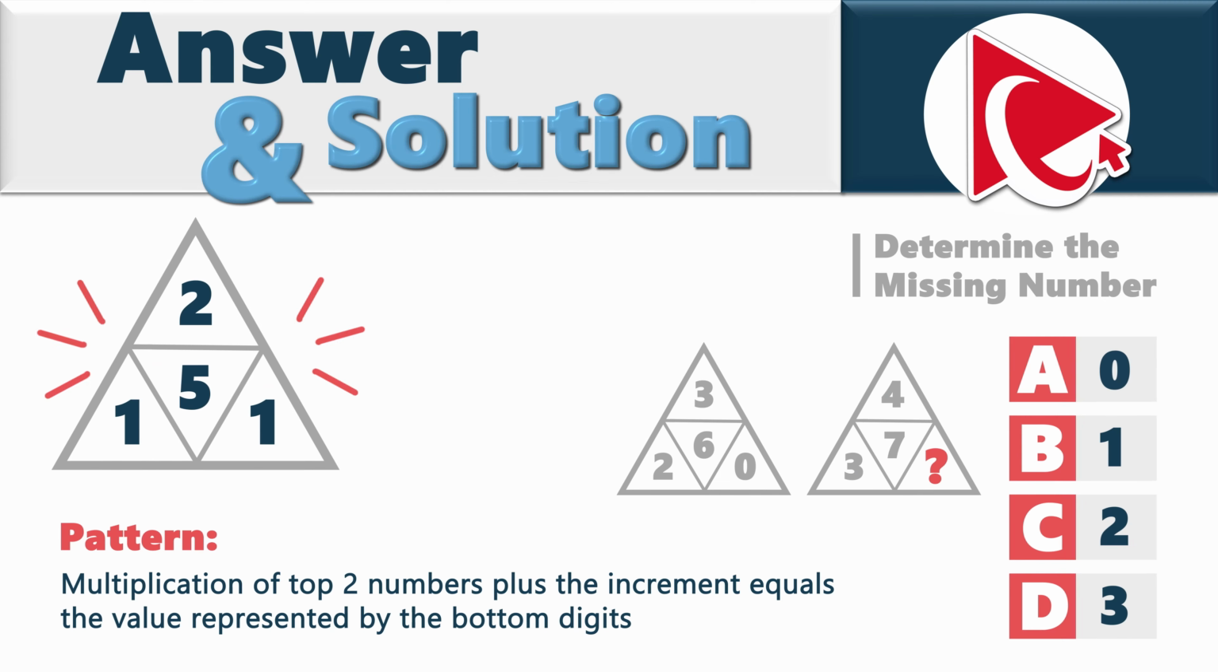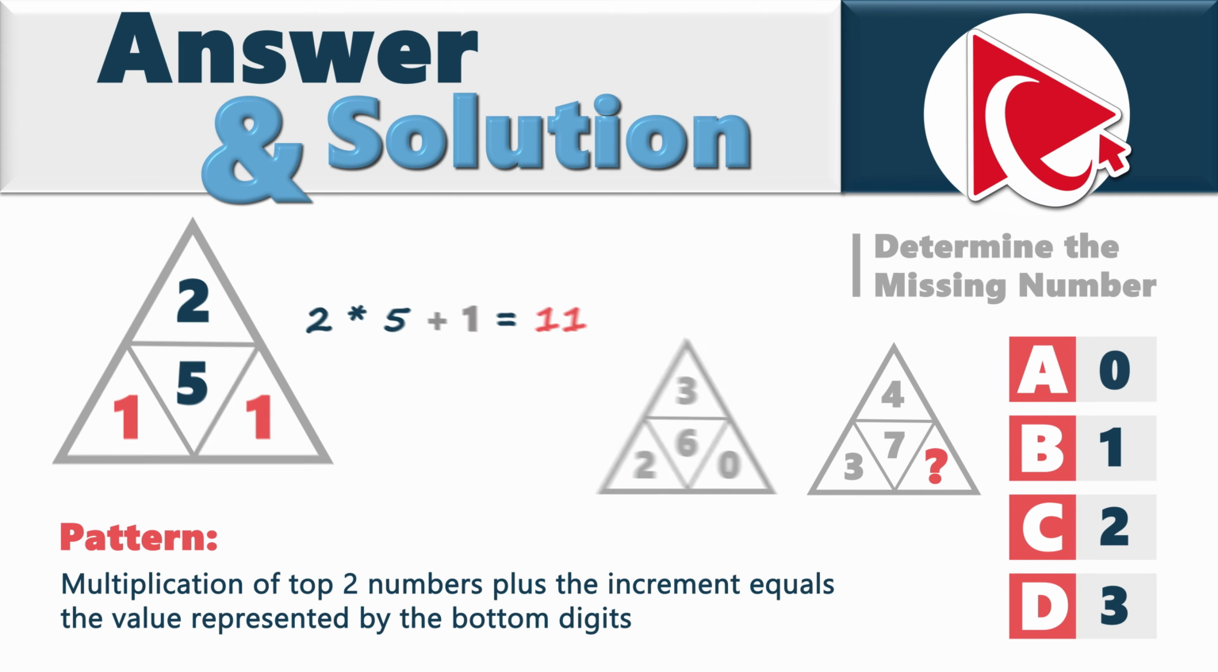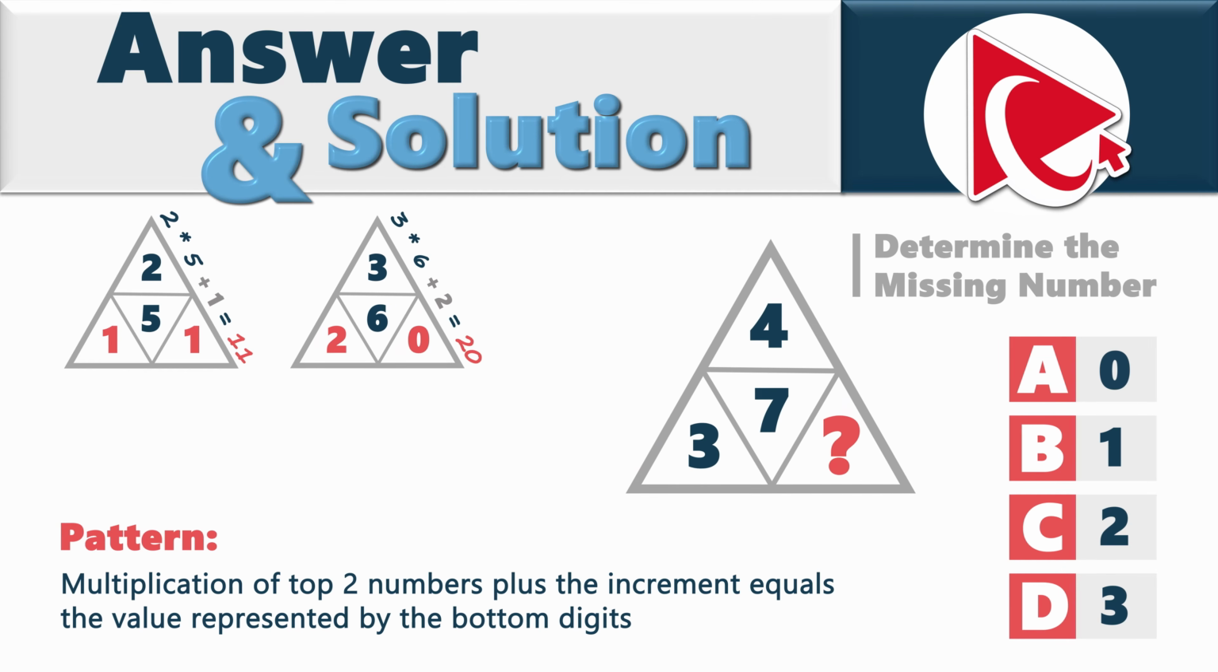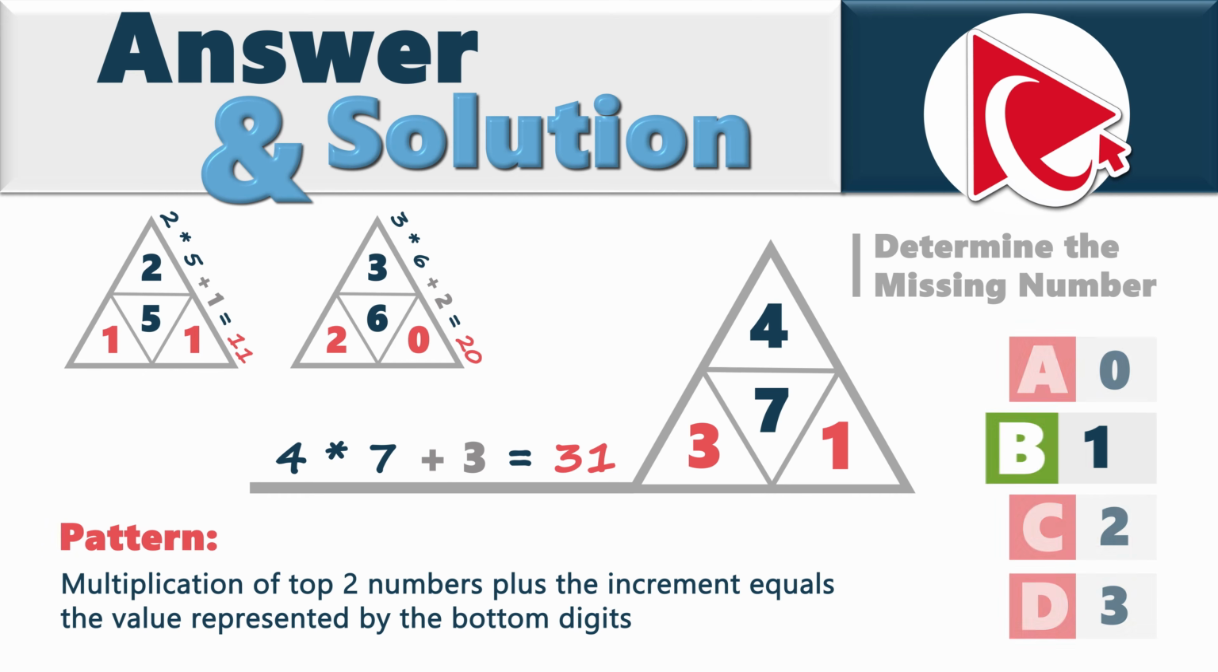Let's look at the example. For example, in the first triangle, the numbers 2 multiplied by 5 plus 1 is the increment, equals 11. In the second triangle, the increment will be increasing, so instead of 1 it will be 2. 3 multiplied by 6 plus 2 equals 20. So the missing number can be calculated as 4 multiplied by 7 plus 3 equals 31. So the missing number is 1, and the correct answer here is choice B, 1.